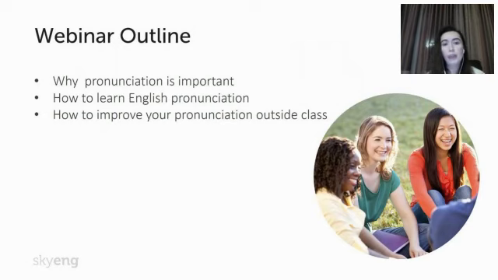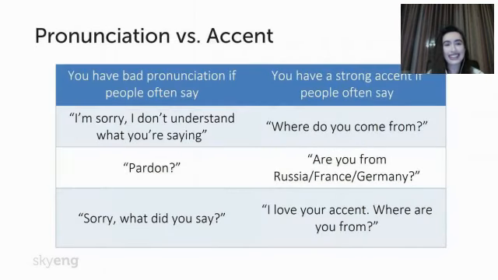All right. And just to give you an outline of what we're going to talk about today, firstly, I'm going to look at why pronunciation is so important, then having a look at ways how to learn English pronunciation. That includes individual sounds and phonemes, then looking at the problems, sounds versus spelling, which is obviously one of the biggest issues. And finally, some information how you can improve your pronunciation outside class.